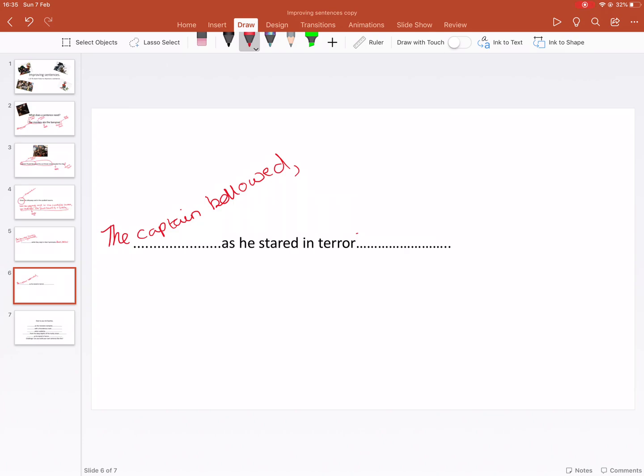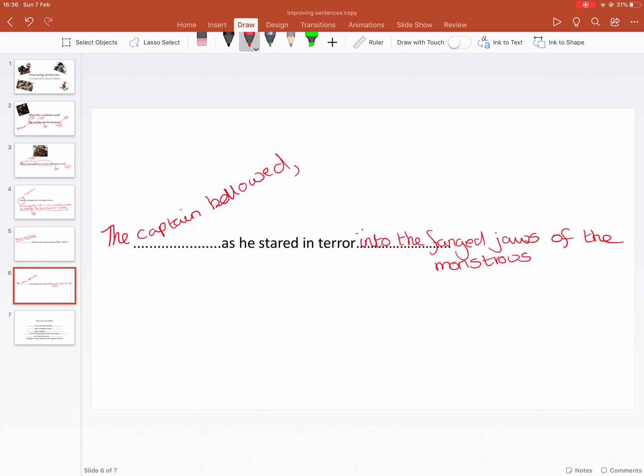As he stared in terror. Well, what could he be staring at? Well, we have a look. Oh, I know. He stared in terror into the fanged jaws of the... I have to put it all here. It should go on one line now.